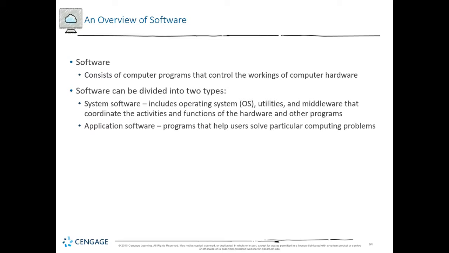An overview of software. Software consists of the computer programs that control the working of the computer hardware. Software can be divided into two types. System software includes the operating system (OS), utilities, and middleware that coordinate the activities and functions of the hardware and other programs. Application software consists of programs that help users solve a particular computing problem.